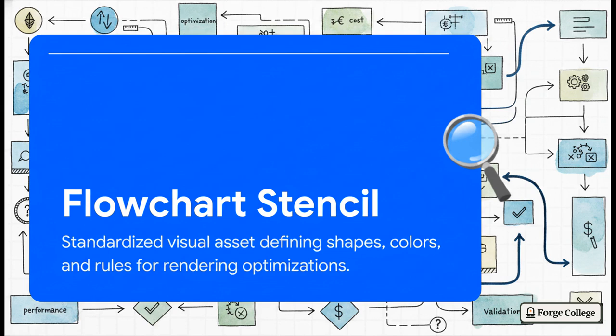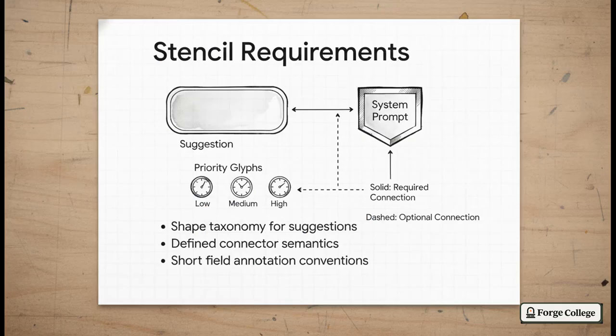The stencil defines the shape, the visual hierarchy, the connector semantics, and the annotation rules to keep your diagrams perfectly readable and mathematically consistent across the entire board. Your stencils have to adhere to strict visual rules fitting our technical aesthetic.